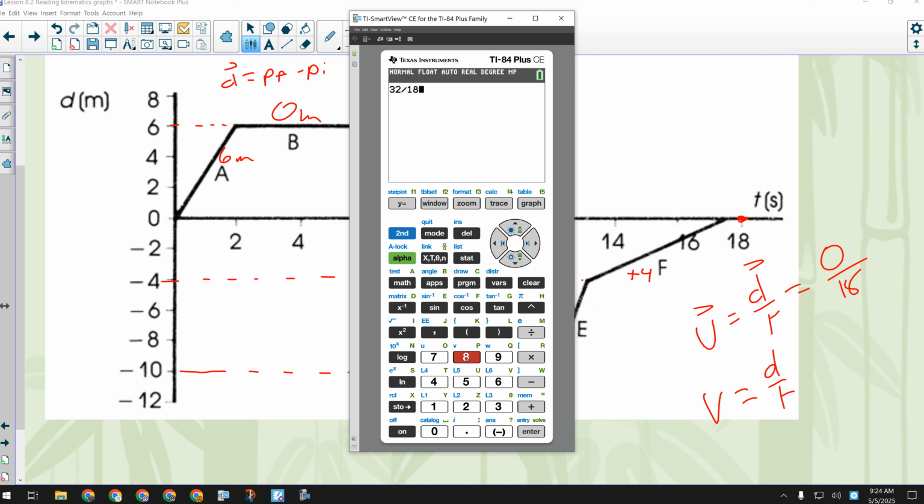So if I want to calculate average speed, it's total distance over total time. We already calculated the total distance is 32. We were told the total time is 18. 32 over 18, 1.78 meters per second. I'd say usually 2 decimal places. You'll learn about significant digits when you get to the 20 level sciences, and then there's a rule.